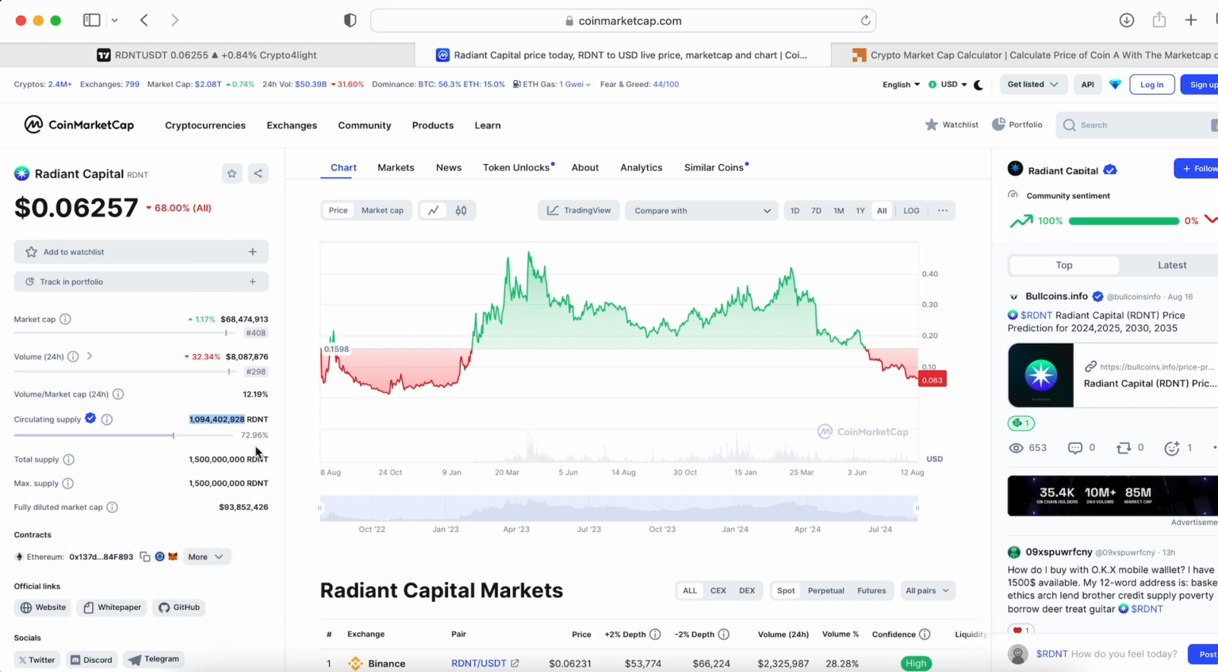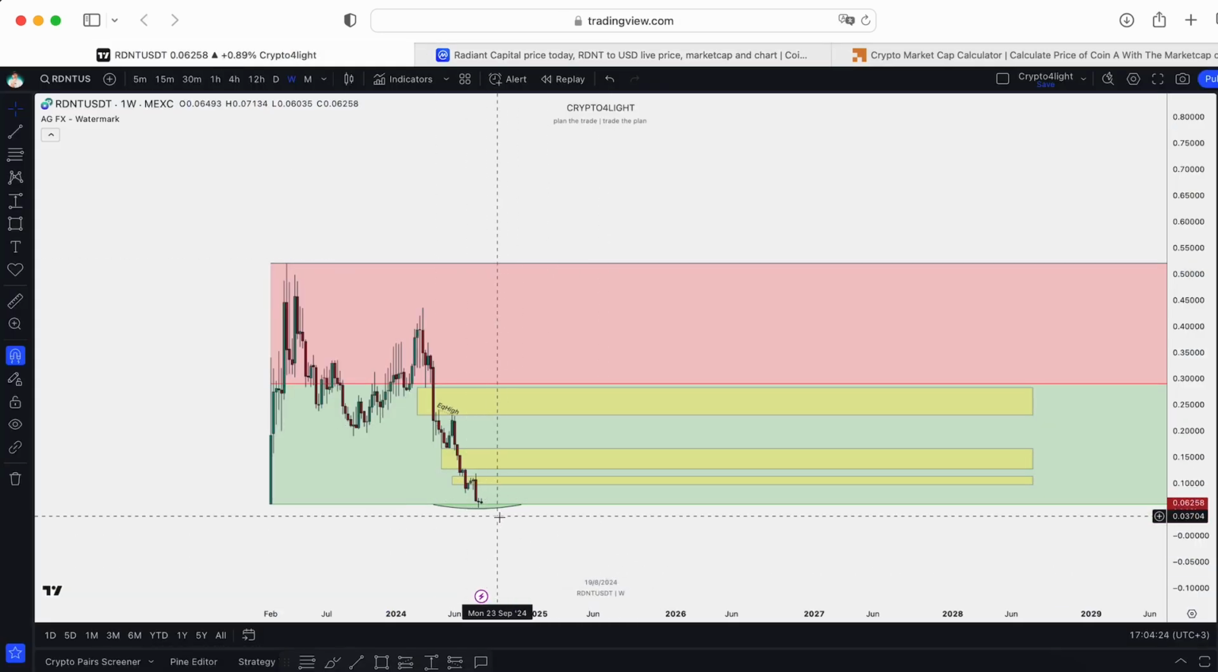So it's like 1 billion, let's say 1 billion, to hit $1, 1 billion market cap. Is it possible? I think yes. I think it's just my humble opinion. I think yes. And now at this current moment, it's only 68 million market cap. Of course, I would like to see one more leg down to accumulate this asset.